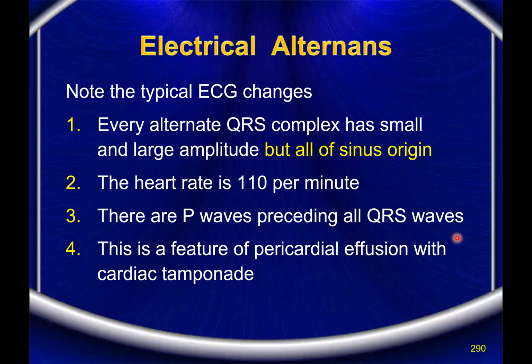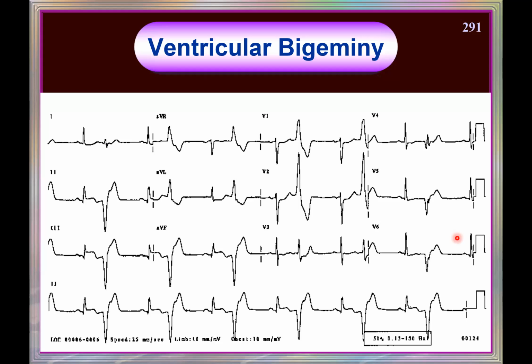Every alternate QRS complex has a small and large amplitude, but all are of sinus origin, because the QRS is narrow and the P-QRS orientation is maintained. Heart rate is 110. There are P waves preceding all QRS. This is a feature of pericardial effusion with cardiac tamponade. So electrical alternans indicates one is an impending ischemia, the other is effusion with cardiac tamponade.